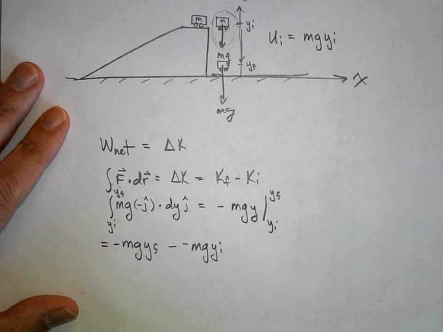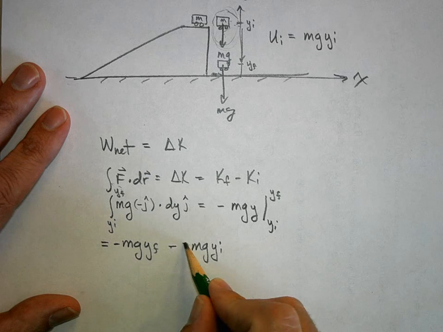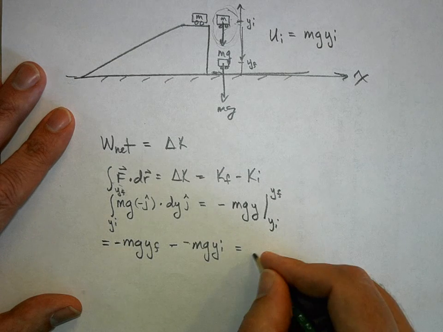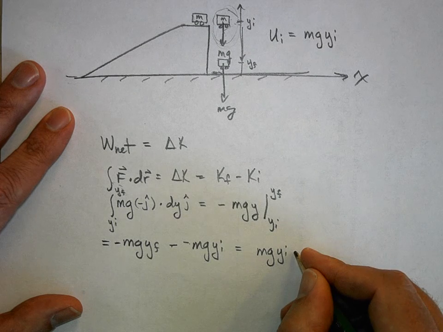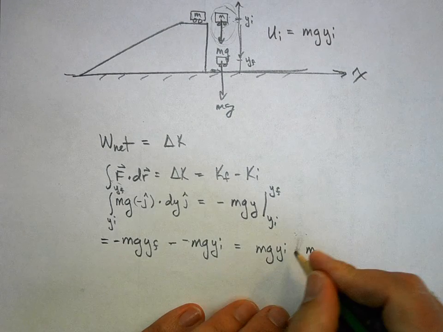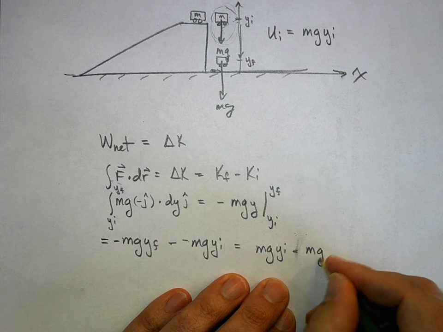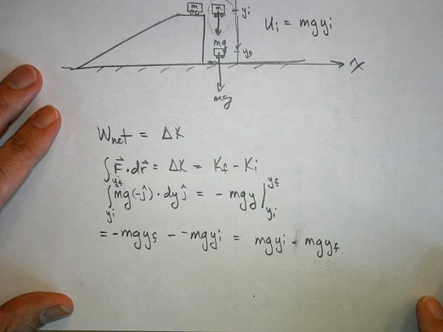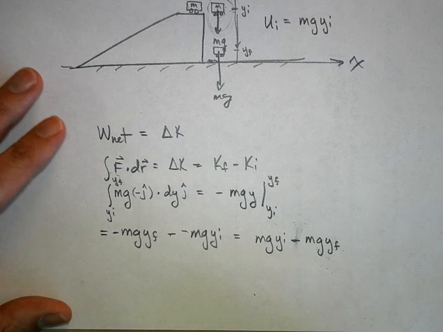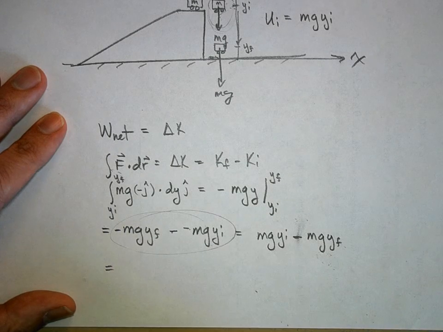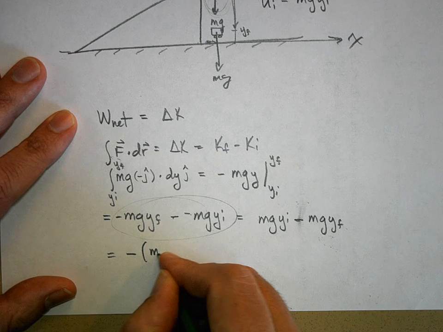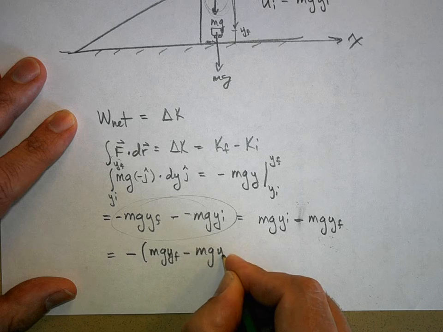This is really messy. So let's make this: a minus a negative is just adding a positive. So this is going to be equal to mg y initial minus mg y final. Or, here's another way of looking at it. I'm going to change this a little bit. If I pull the negative out, then you have mg y final minus mg y initial.